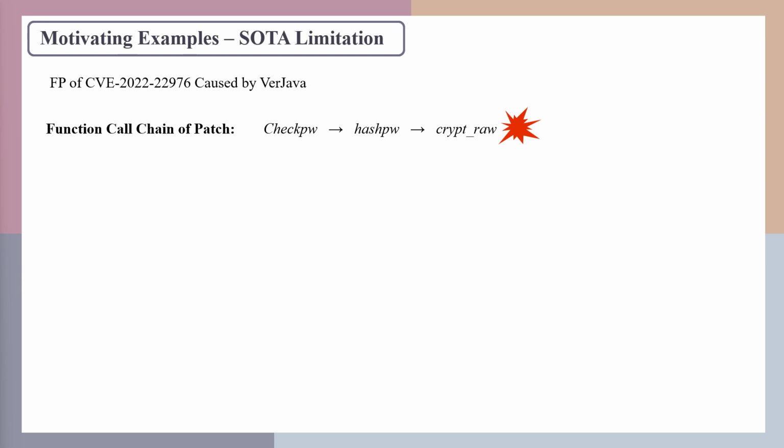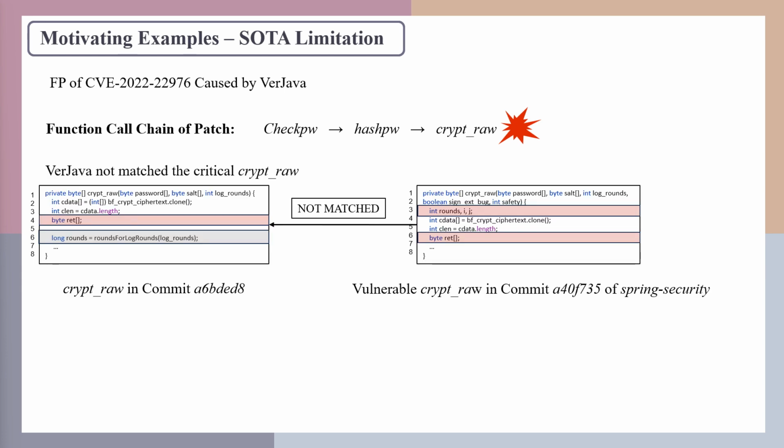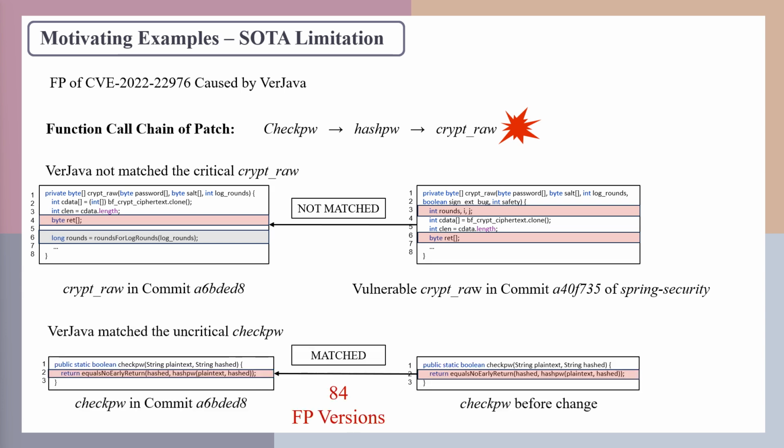The approach does not match the vulnerable crypt raw in this version, which is appropriate because the fixed long rounds is quite different from int rounds in line 6. However, it is also reported as a vulnerable version because the unchanged checkpw before the change in this version is detected, which causes 84 false positive versions.